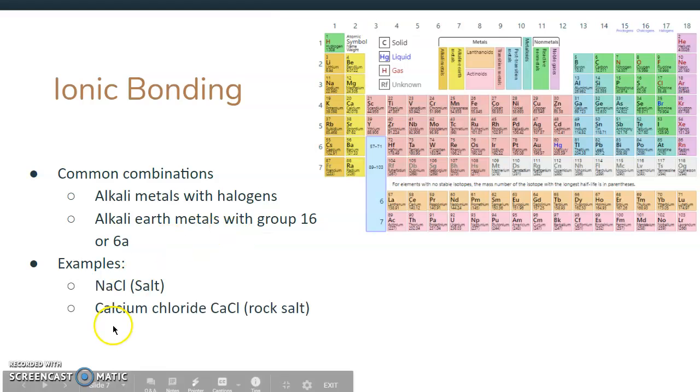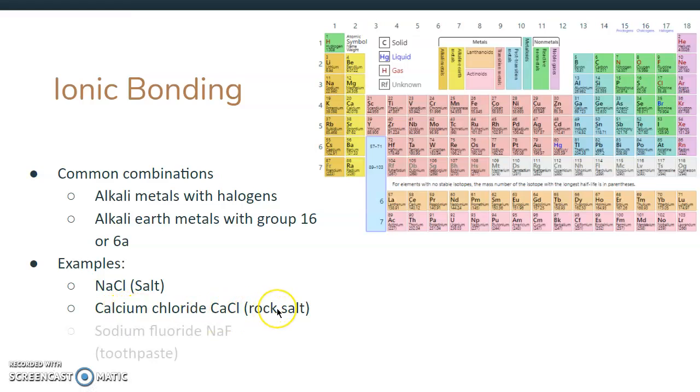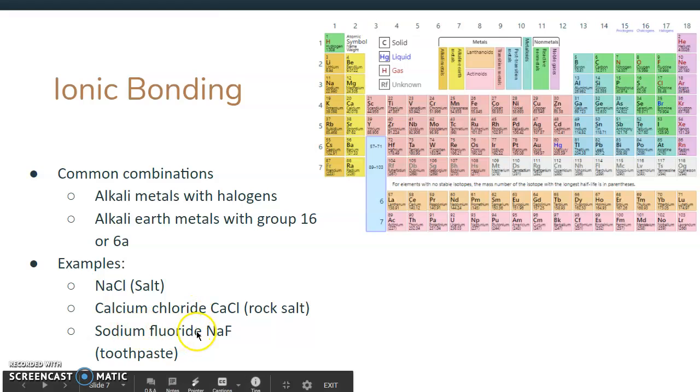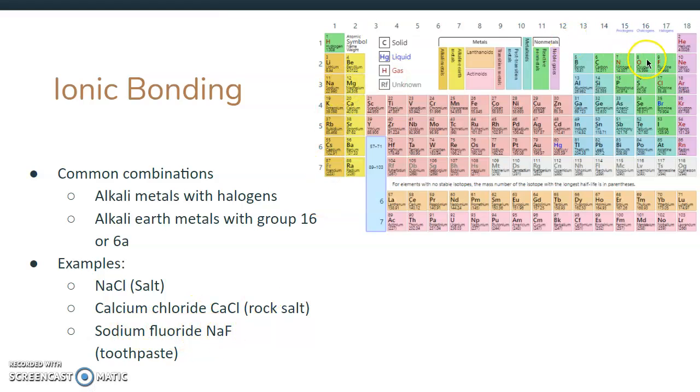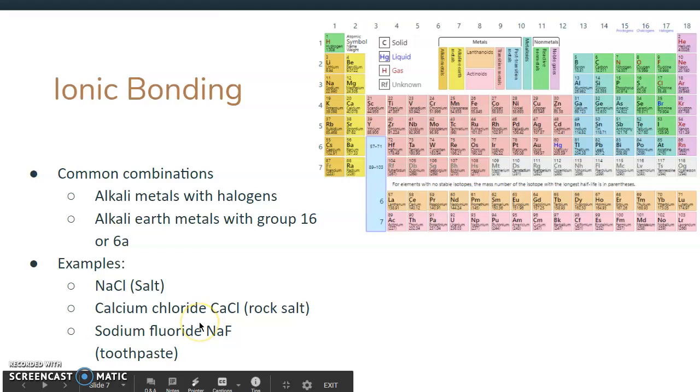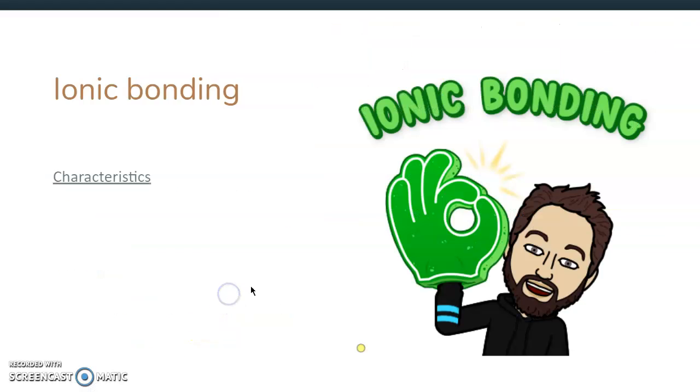Some common ones to know: NaCl is table salt. We've talked about that. Calcium chloride, CaCl, is rock salt. And then sodium fluoride, so Na and fluorine, is used in toothpaste. I believe this is our last slide.